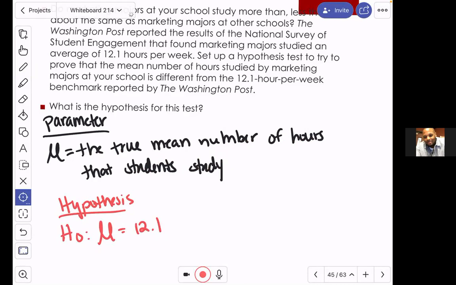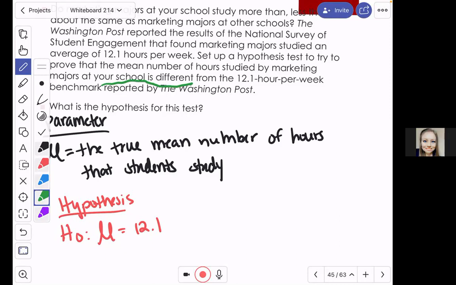Yes. Now, what's going to compete against that? Well, they're telling me to test to see if it is what? Telling me to see that at your school it is different. What does different mean? Does that have to be less than 12.1 or greater than 12.1? Either. It can be either. It can be greater, or it can be less. We don't really know. We just want to know if it's different.